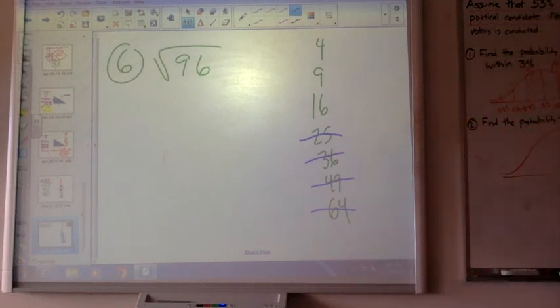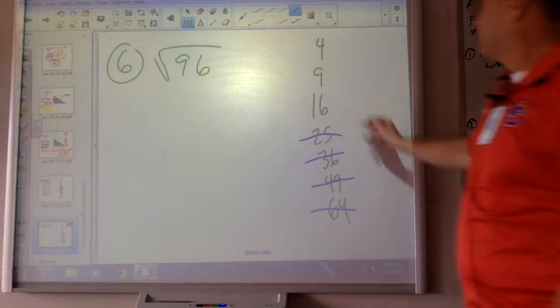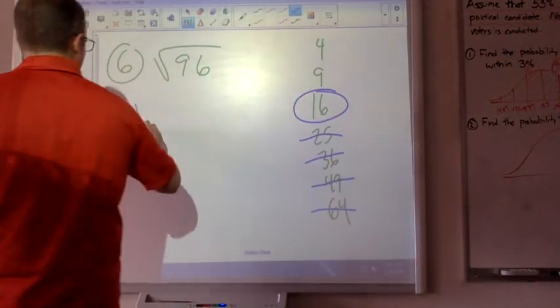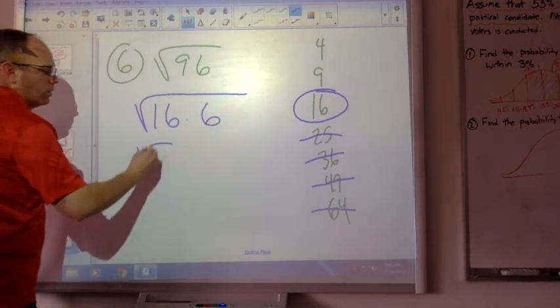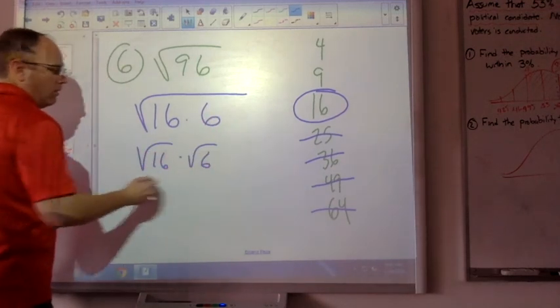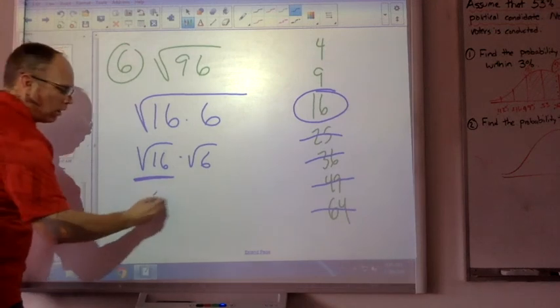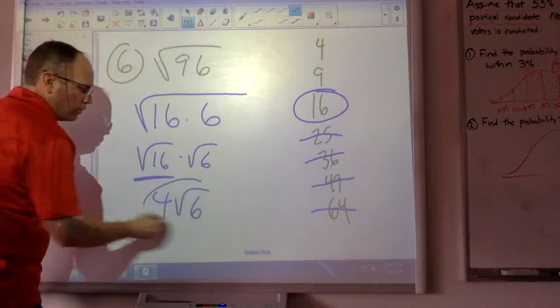Okay. What about 16? Does 16 times 6 work? What is 16 times 6? 96. Yes. Cool. So 16 times 6 works. So 16 times square root 6. If I take the square root of 16, I get 4, and I get 4 square root 6.